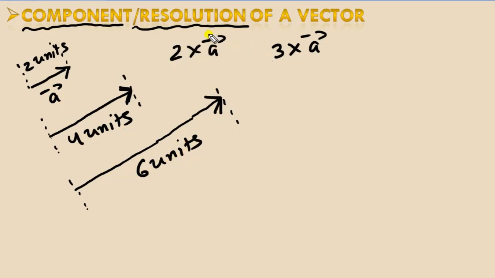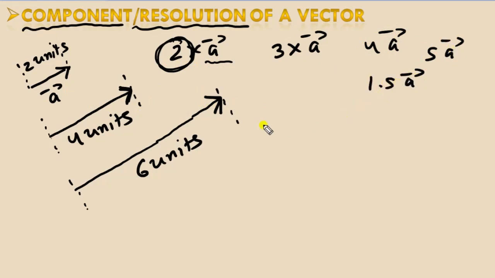So when you multiply a vector with a number which is positive, the direction of the resultant vector you get is the same as that of the original vector, that is the direction of vector A, but magnitude gets multiplied by this scalar. So if we multiply vector A with 2, we will get another vector which has the same direction as vector A, but magnitude 2 times that of vector A. Similarly, we can find 4 vector A, 5 vector A, or 1.5 vector A, or anything else.